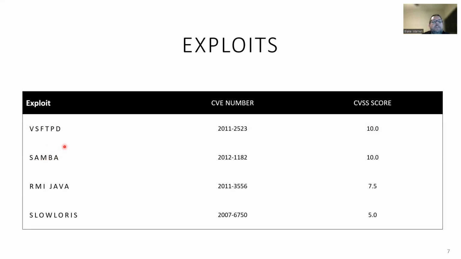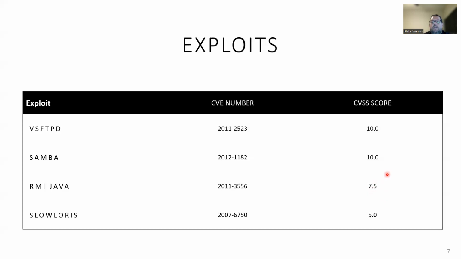The next one is a Samba exploit. Here's a CVE number for that. And again, a score of 10.0. So this is another one that's extremely vulnerable. This RMI Java is another exploit I used, CVE number. And then this one's not quite as high as these two, but it's still extremely vulnerable and can be very impactful on the system.